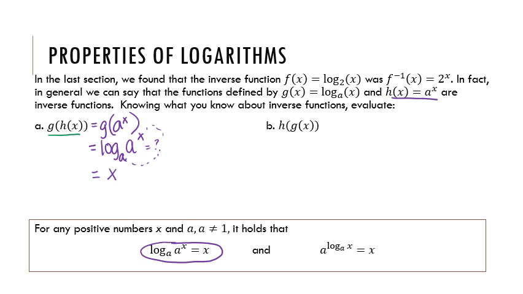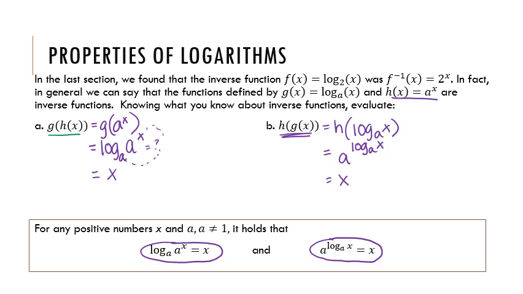Looking at this other one, h of g of x, we input g of x, so that's log base a of x. Going to h, we get a to the log base a of x. And then again, knowing that these are inverse functions, when I compose them, you'll always get x as your answer. So that helps us with our second property. A to the log base a of x is always going to equal x.